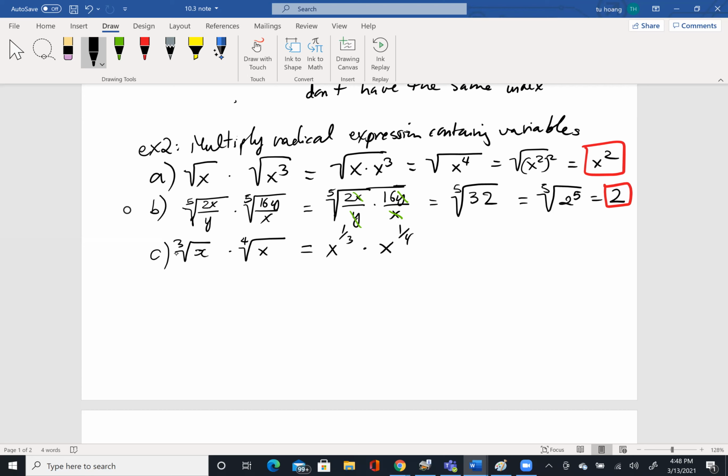If you want to combine this, you can simply write x to the power 1/3 plus 1/4, and that can be rewritten as x to the power 7/12. If you want to change it back to radical, it can be rewritten as the 12th root of x to the power 7.